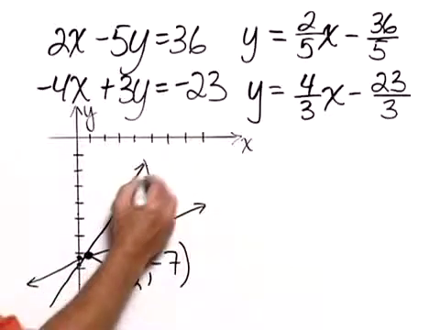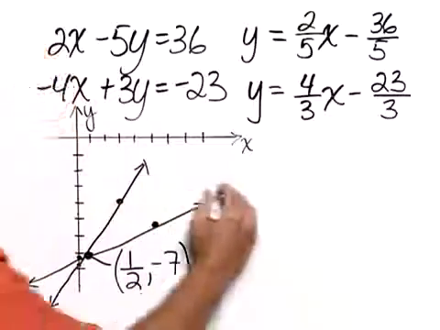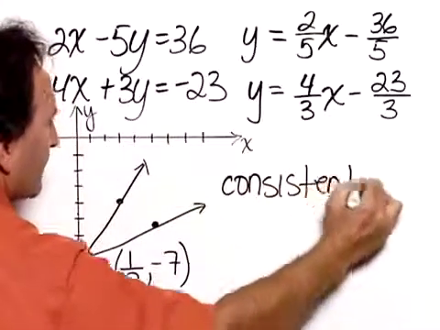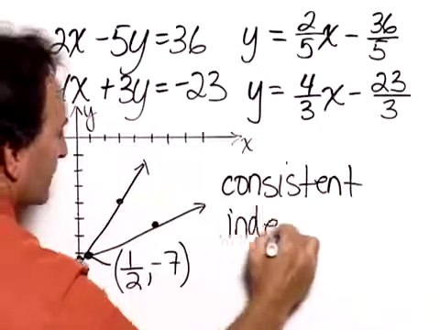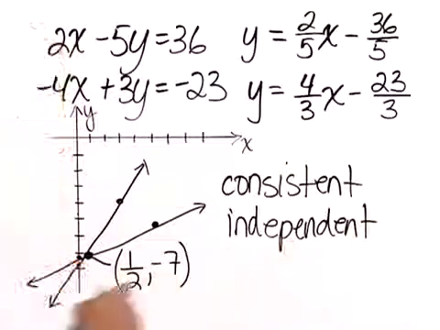Actually, let me put my arrows on the ends of these to show that that continues. So we have one solution. Therefore, the system is consistent. And the equations are independent. Independent because we get only one solution. Consistent because there is a solution.